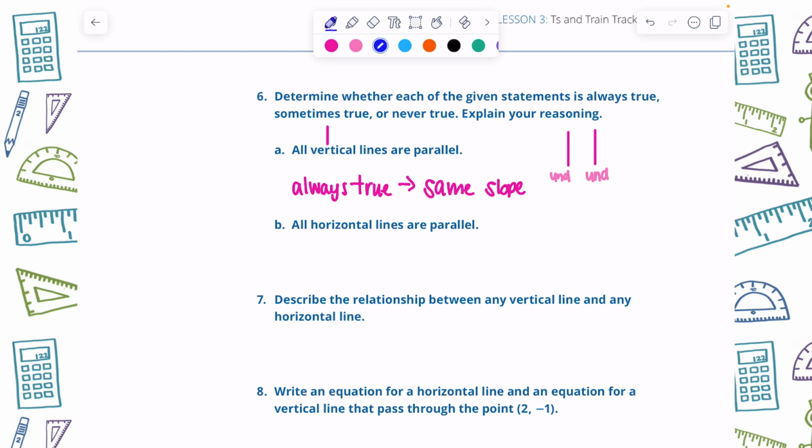What about all horizontal lines are parallel? If we have horizontal lines, those are the ones that are side to side, like this. We know horizontal lines have a slope of 0. Again, we talked about that on the last page. These have the same slope. They both have a slope of 0. That means that they will be parallel. So this one is also always true because they have the same slope.